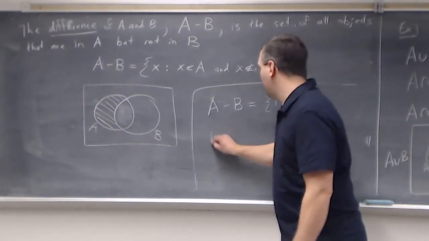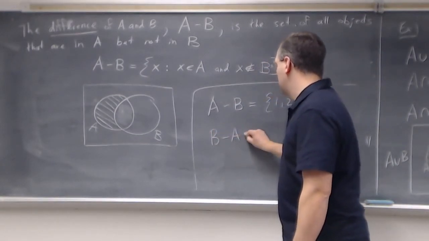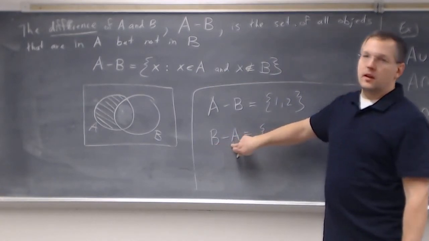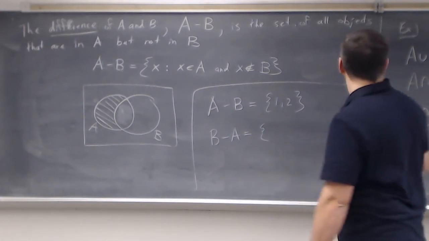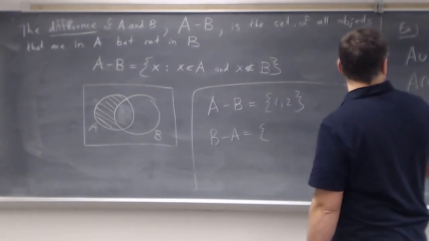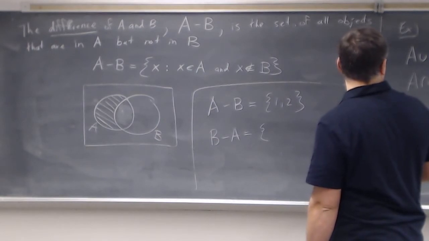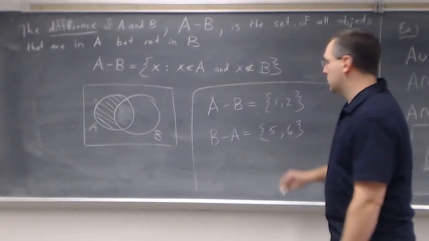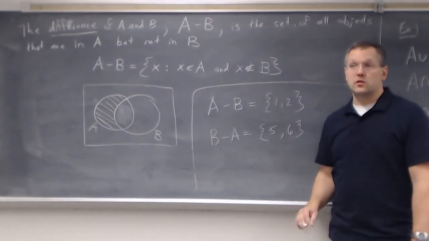Okay, so for the same example, what if we did B minus A? This would be any element that's in B and not in A. Well, B was a set 3, 4, 5, 6. So I have to get rid of the 3 and the 4. I'm left with just the elements 5 and 6.